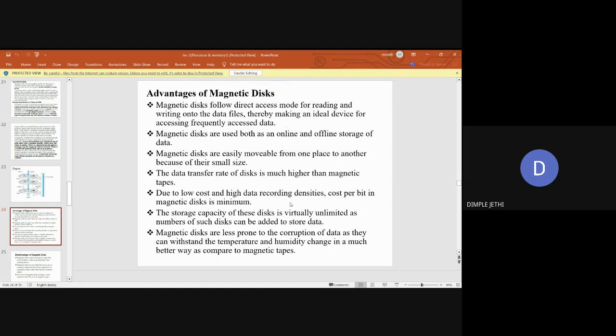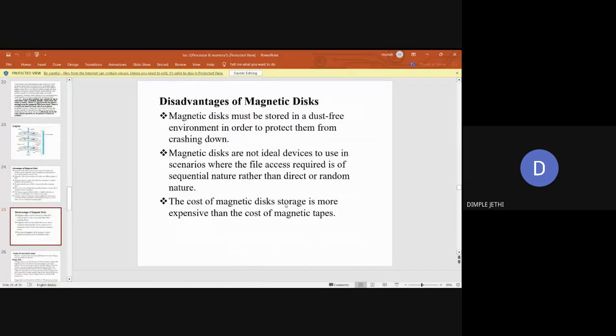Then low cost also. As you know, nowadays the cost of a hard disk is very low, right? GBs of data you can store in a hard disk which costs only a few thousand. Then they are less prone to corruption from dust or temperature, as we have in the case of magnetic tapes. You can say that the storage capacity is virtually unlimited, because TBs of data is very huge, right? Virtually unlimited, not technically unlimited.